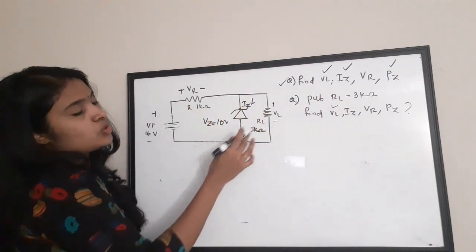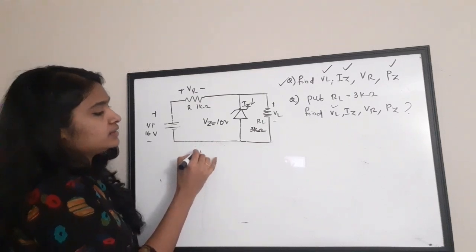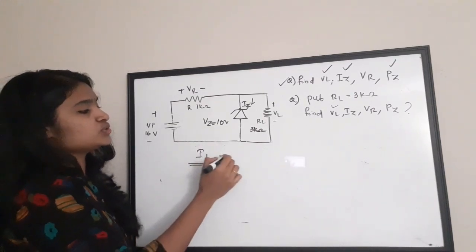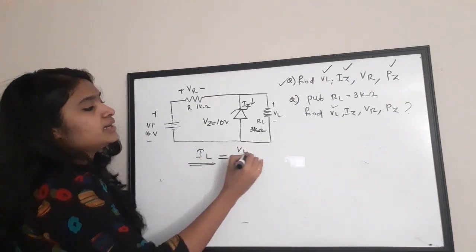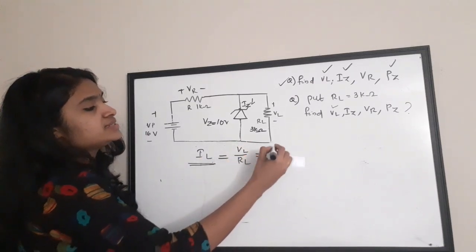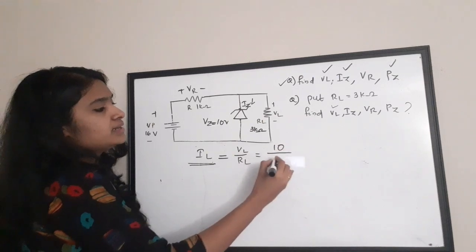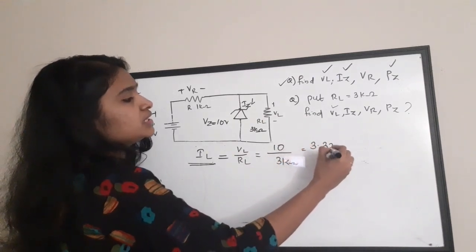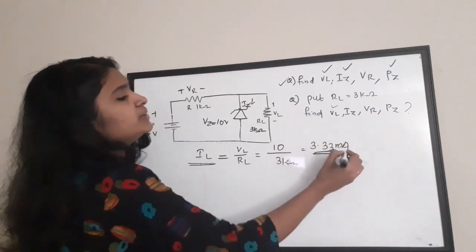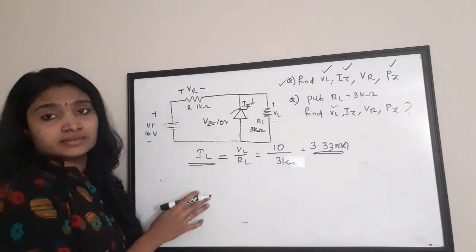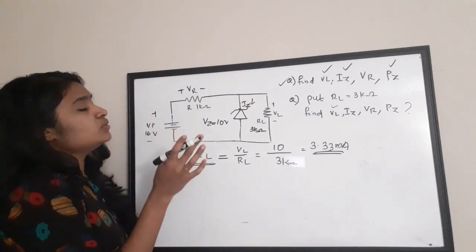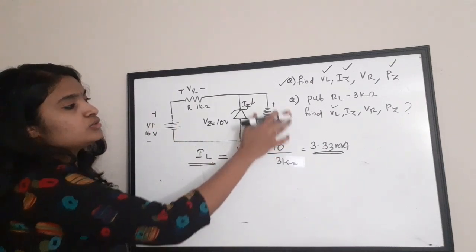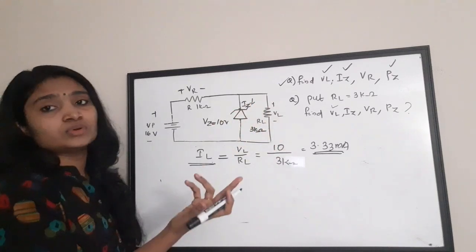What will be the value of IL? IL means the current through the load resistor. IL will be equal to VL by RL. That is, VL is 10 volt by RL is 3 kilo ohms, which is equal to 3.33 milliampere. That will be the value of the load current. Okay.